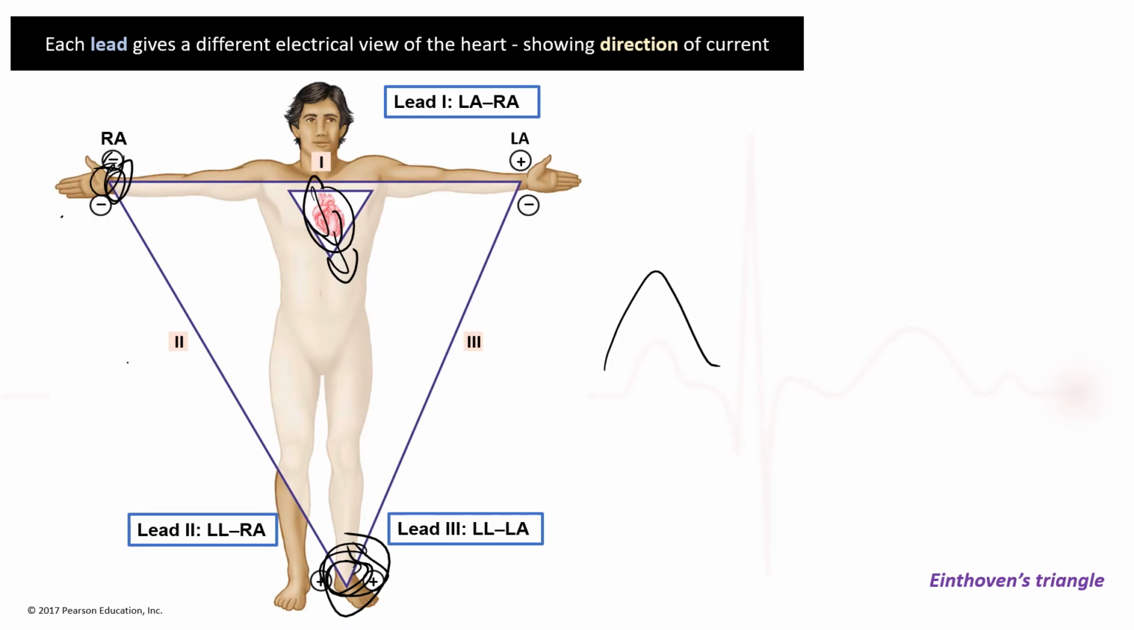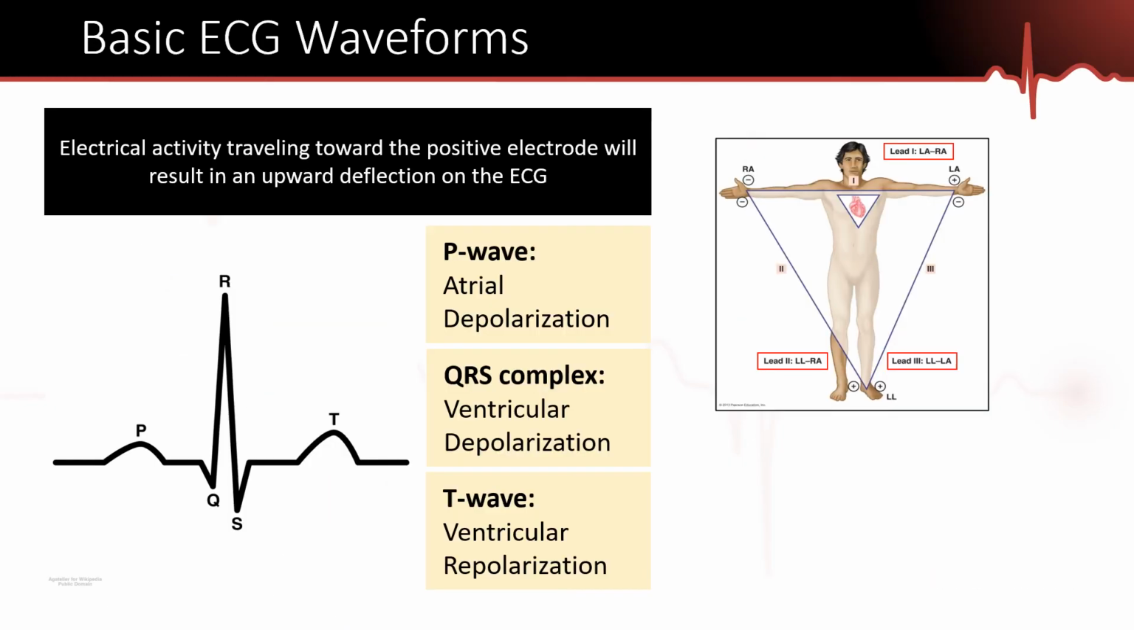Okay, so that's what we'll do. Knowing that, approximately, if the action potential moves towards the positive electrode, you'll get an upward deflection. That enables us to understand an ECG. So this is an ECG, specifically lead 2. And what starts off is what has to happen.